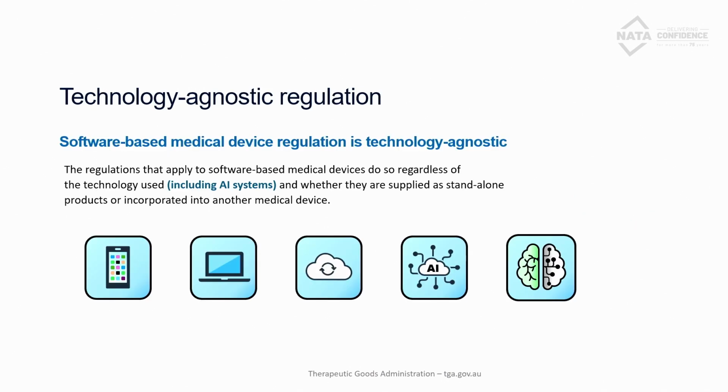Our regulatory framework is technology agnostic. So that means it doesn't matter what form the software is presented in. It might be installed on a smartphone or a laptop as an app. It might be supplied in the cloud, or it includes AI or machine learning. All of those different types of technology all come under the definition of software as a medical device.